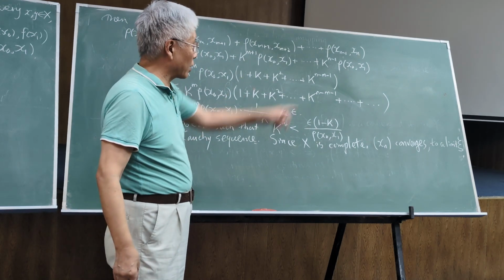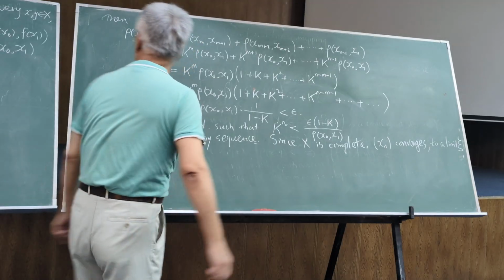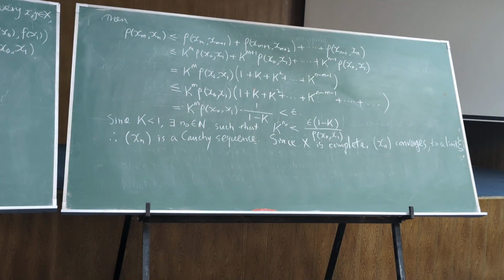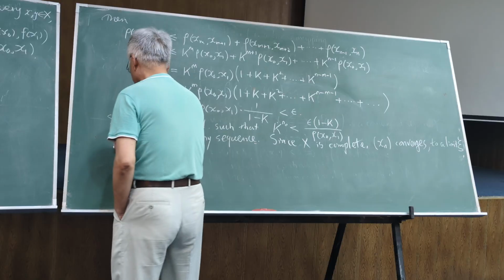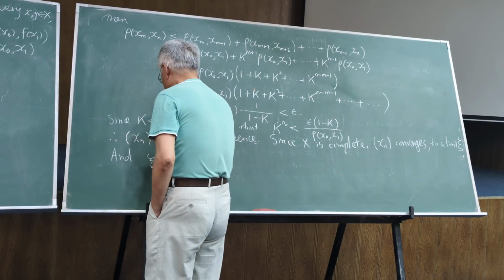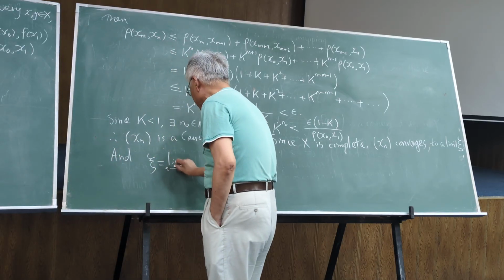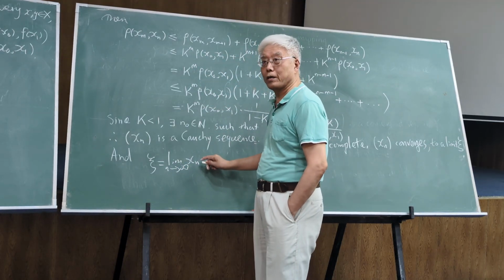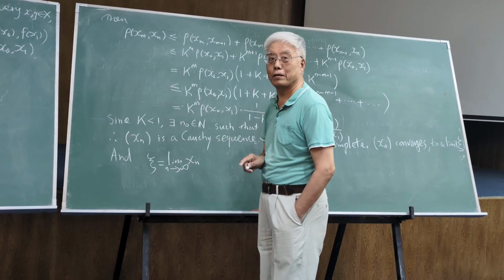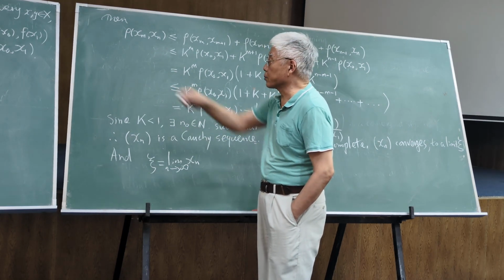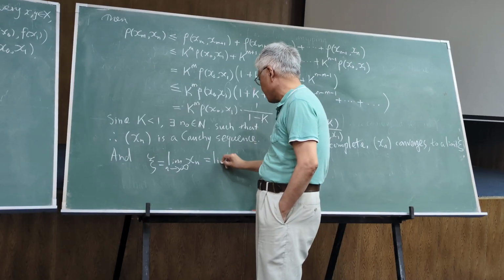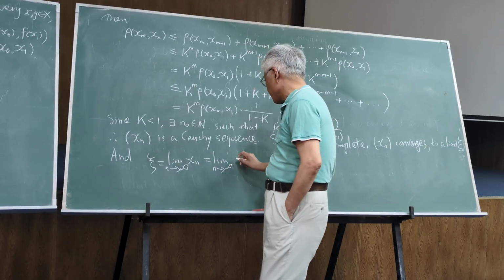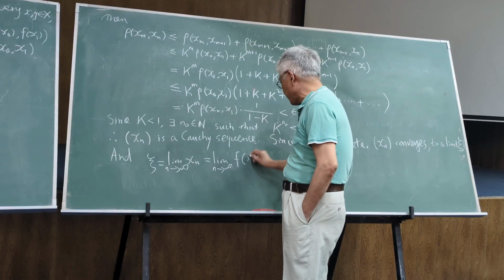We need to say that psi is actually the fixed point. So we want to prove that f of psi is psi. So we start with psi. Psi is equal to the limit, as we have just said, of xn. So xn is, by our definition, the function value of the preceding term. So its limit is the limit of f of xn minus 1.